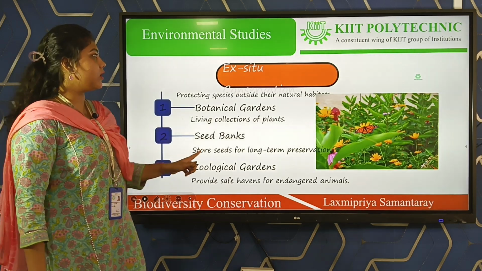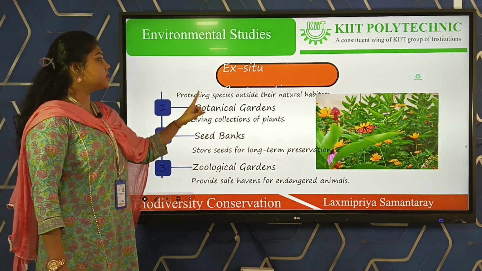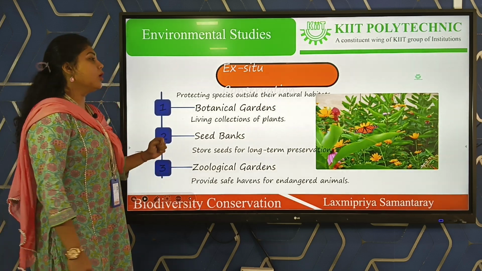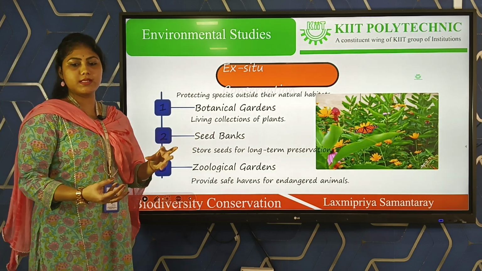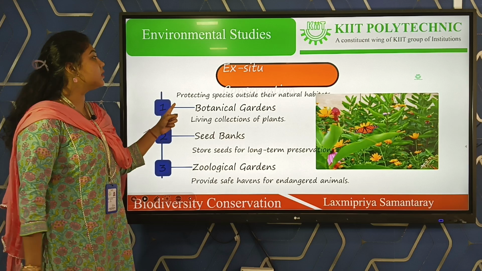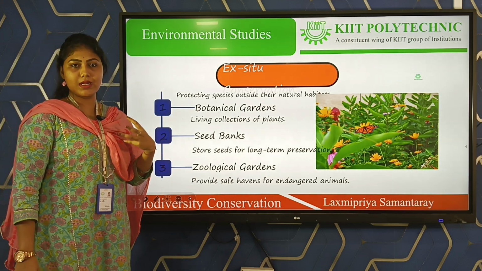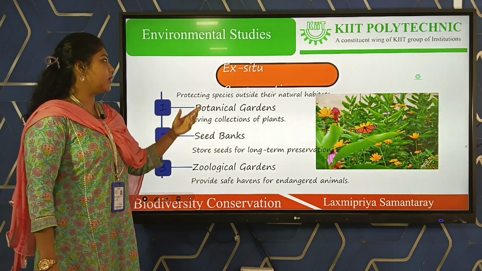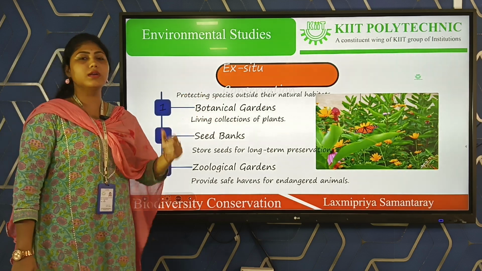Next one, what is ex situ? Ex situ means we are protecting the species outside their natural habitats. Before that I have already told that in situ is a natural process. It is a natural process to save our environment, and ex situ is protecting species outside their natural habitat.